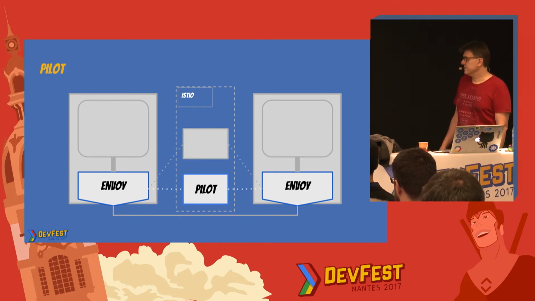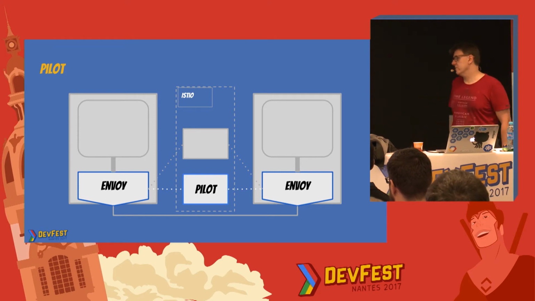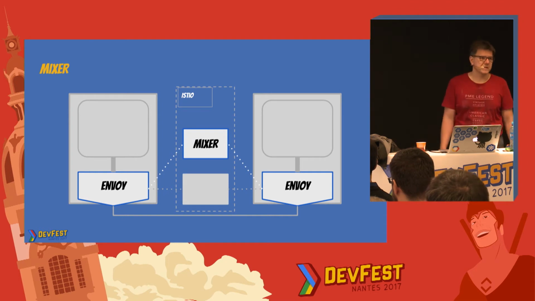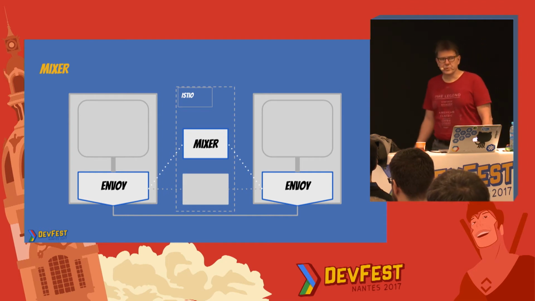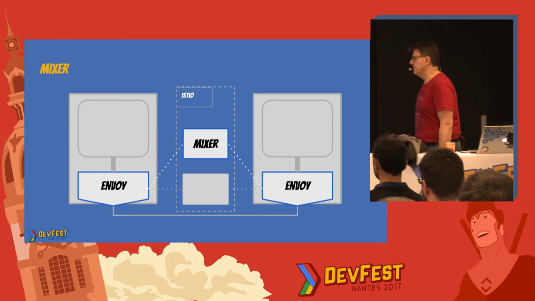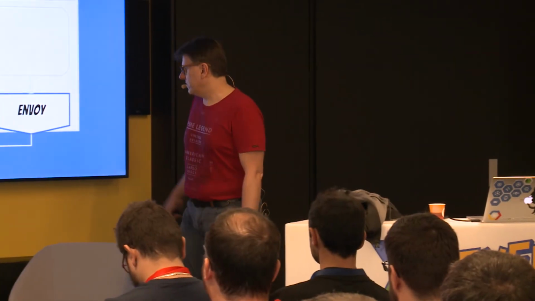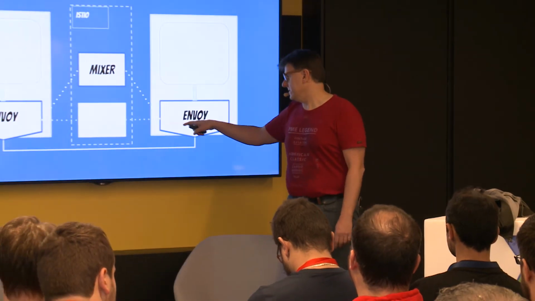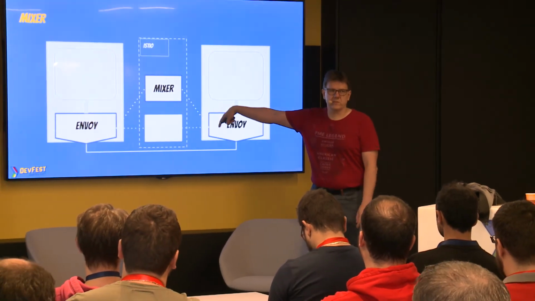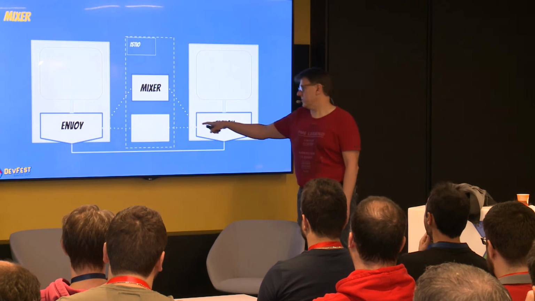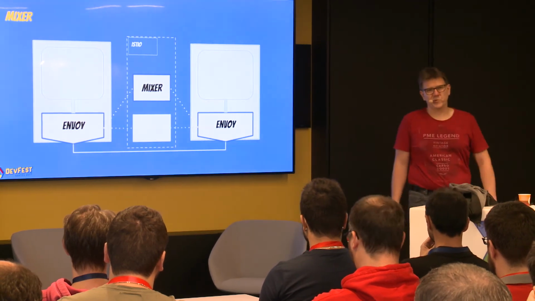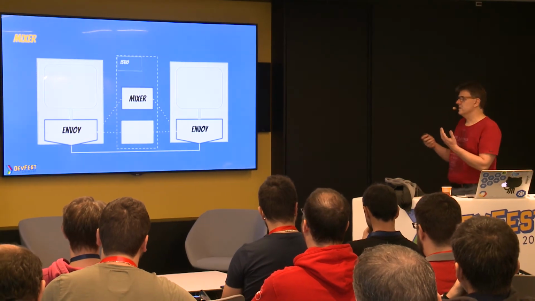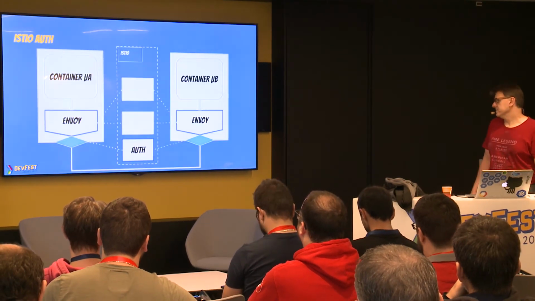It is controlled by Pilot, which will tell you where every other service is, and helped with Mixer for doing quotas and so on. So the Mixer is very interesting. If you say I can do only 100 calls, this will say I already got a call, I got a call, I got a call, and Mixer will then say your rate is exceeded. Please open your circuit breaker. That's what Mixer actually does.